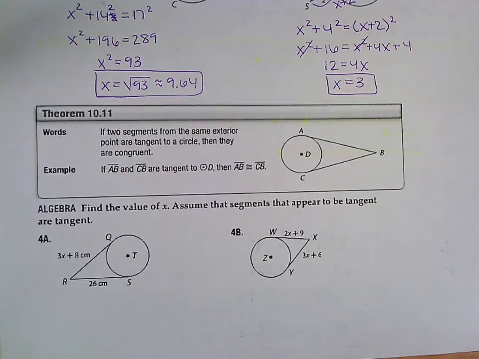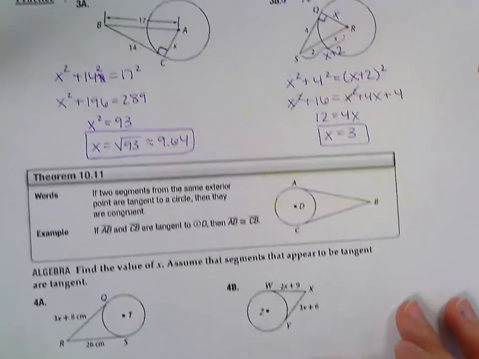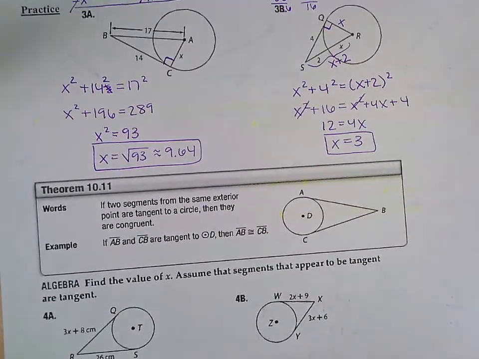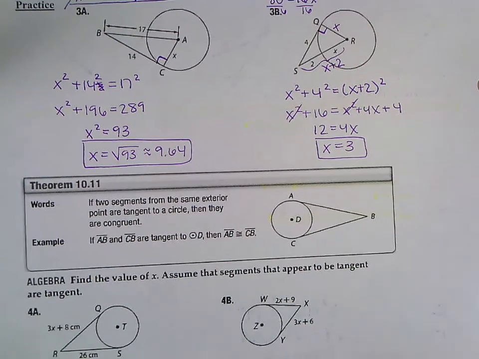All right, we're going to check these. You should have square root of 93, so approximately 9.6 or 9.64 for 3A, and then for 3B, X should be 3.